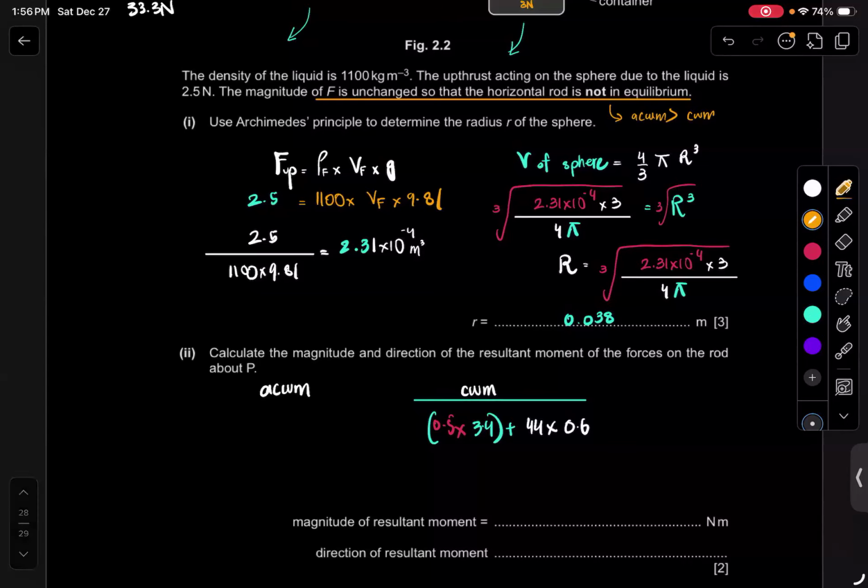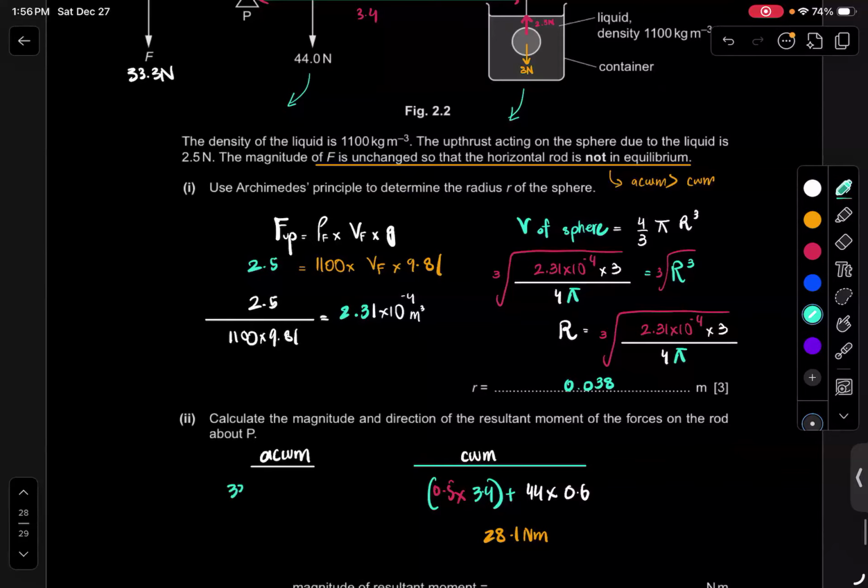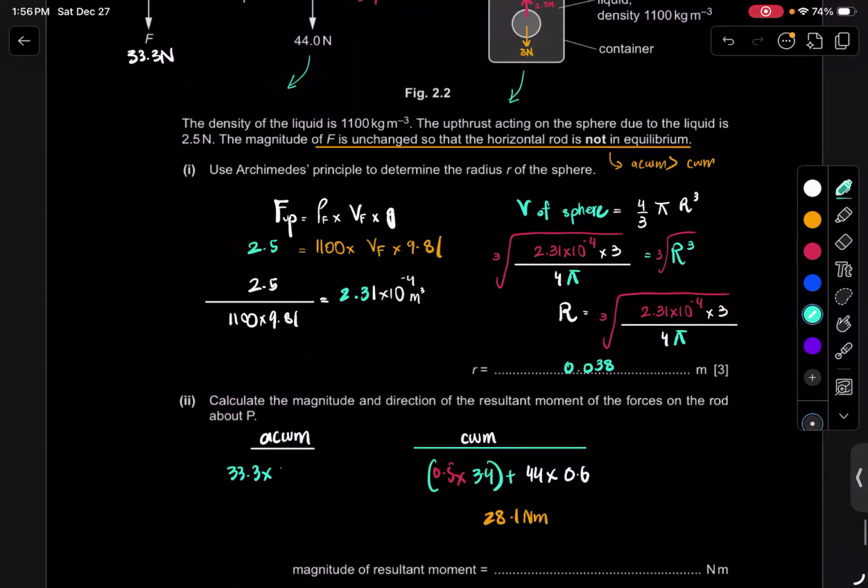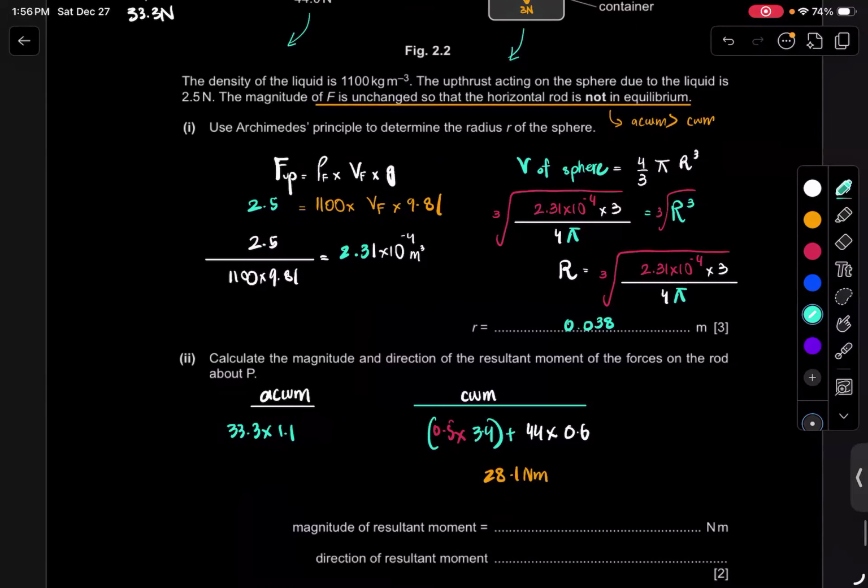Okay, let's see. So 0.5 into 3.4 plus 44 into 0.6. So 28.1 newton meter is clockwise, and the anti-clockwise moment is still the same. That is 33.3 newtons multiplied by 1.1. 33.3 into 1.1 is 36.63, right? So clearly we can see that the anti-clockwise moment is greater than the clockwise. 36 minus 28.1 equals 8.53. 8.53 newton meter is the answer.